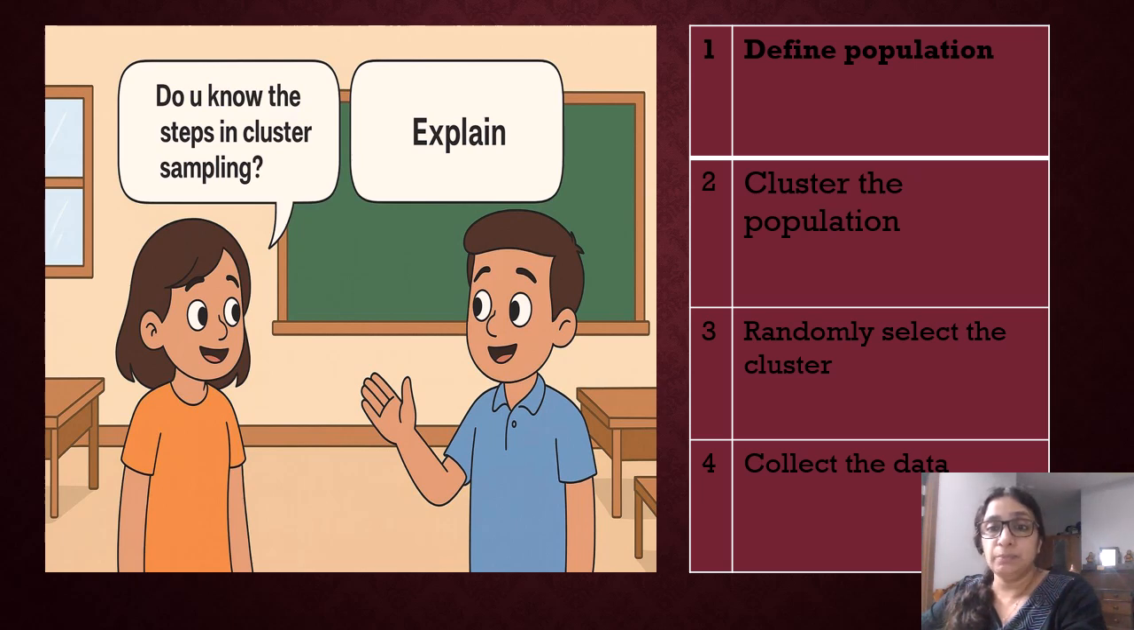That's the second step, cluster the population. After grouping the population, we should review the clusters, whether they include heterogeneous or homogeneous groups, so that we get the correct population sample of clusters. Then the fourth step is to collect the data for analyzing.